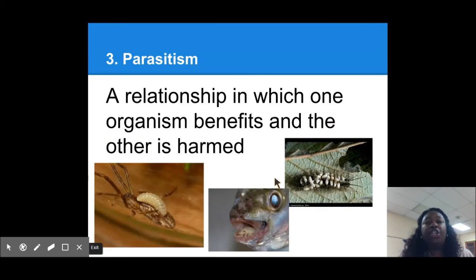Parasitism is a relationship in which one organism benefits and the other one is harmed. So this is more of a common sense one. You have, I believe, a spider and a maggot. You have the fish and the little fish. And then you have maggots eating what looks like a caterpillar on a leaf. So one is benefiting, is consuming, but it's harming what it's eating.